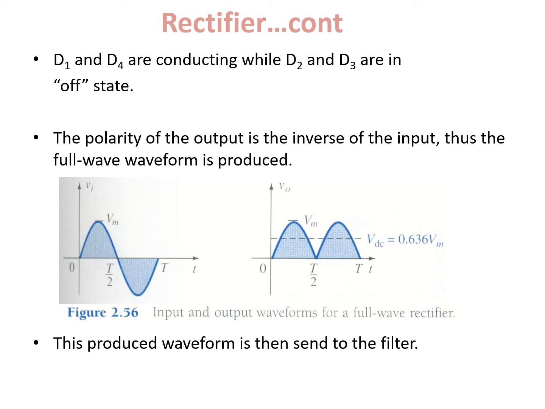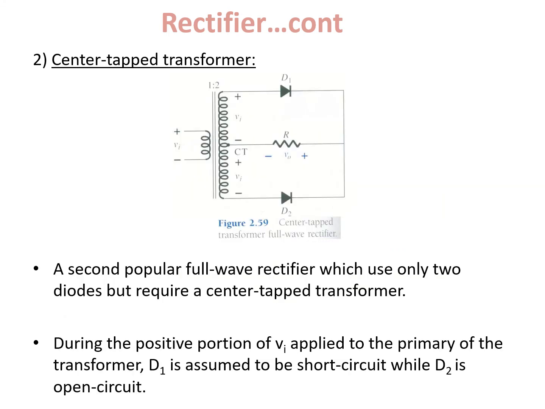Then this signal will be sent to the filter. What will the filter have? You will see after this. You also will have an equation here, this equation VDC. How to calculate the VDC is actually the pre-DC voltage. So this one is the center tap. I want you to read it. This one you will use in your lab. It is called center tap, but it is also a full wave rectifier.